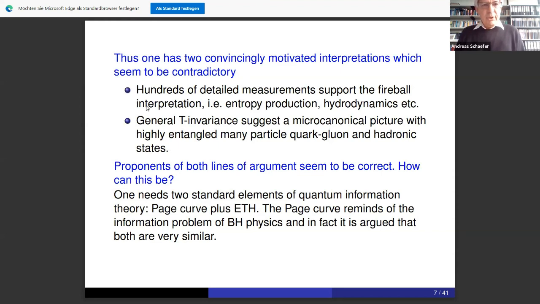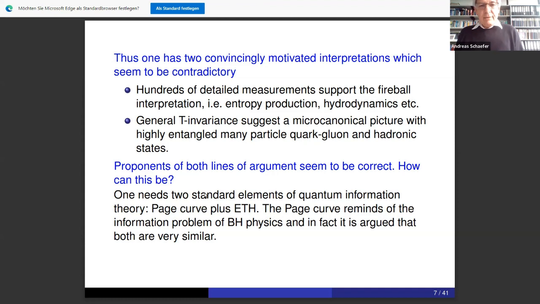So on the one hand, you have a perfect description of nearly all properties of the system in terms of hydrodynamics, which includes entropy production. And on the other hand, you have this general problem that you have to understand why you do not have simply unitary time evolution. This should remind you a lot of the information problem of black holes, where you have the same thing. On the one hand, you expect that formation of a black hole and decay is a unitary process, which would be the lower picture. On the other hand, Hawking radiation looks thermal.